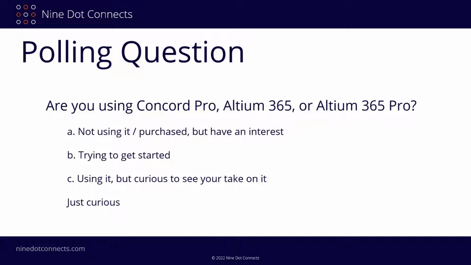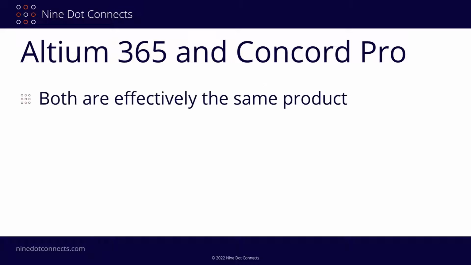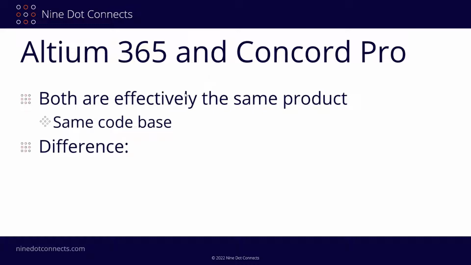Now that I have a good feel about the audience I've got here today, the first thing I'm going to talk about, which I hemmed and hawed about, but I think it's really important, because it does play a big role in all of this: what's the difference between Altium 365 and Concord Pro? Well, they're effectively the same product. Really, the only difference between the two, and they are the same code base, okay, that's the big thing. So if you see it in Altium Designer, unless you know to look for certain icons, you may not even know if you're looking at a Concord Pro server or if you're looking at the Altium 365 server.